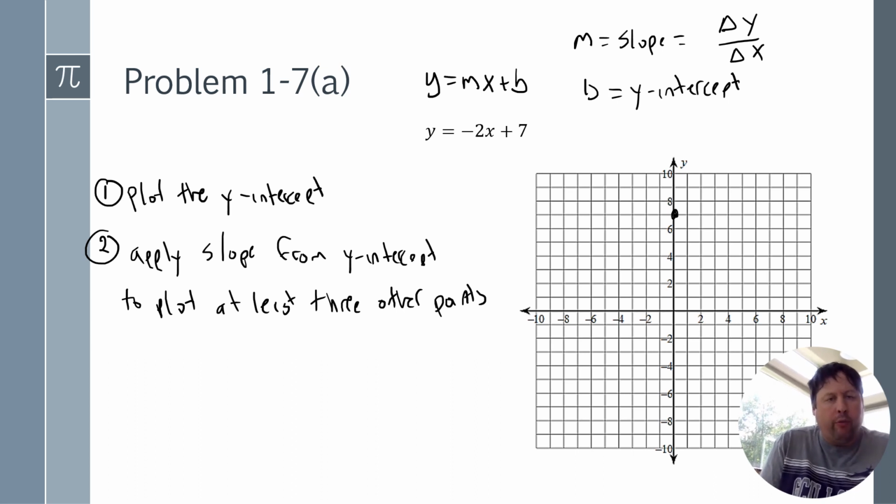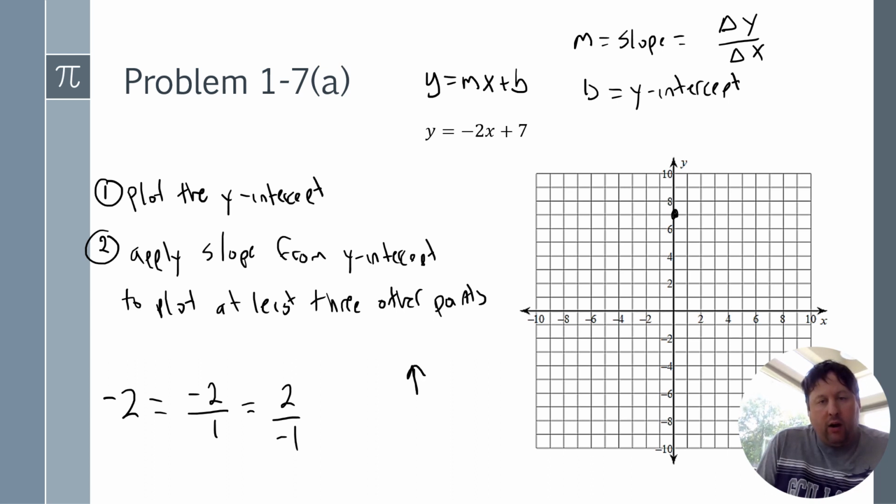Now this has a whole number slope. When I think of whole numbers for slopes, we always want to put them as fractions. So negative 2 is going to be negative 2 over 1. When I have a negative slope, I can either make the top number negative or the bottom number. Remember, when I talk about slopes, the top number tells me how far up or down to go, and the bottom number tells me how far left or right to go. Positive up, negative down. Negative left, positive right.